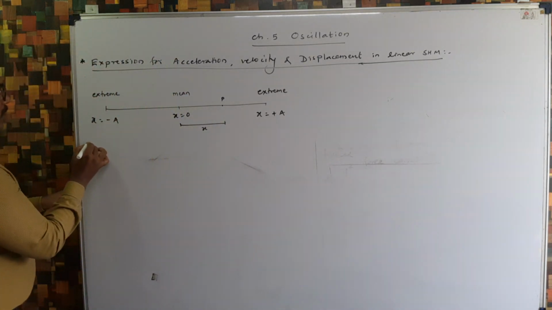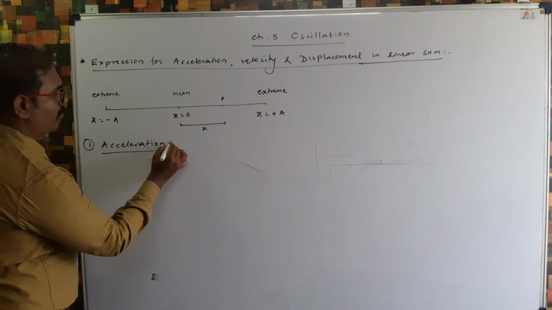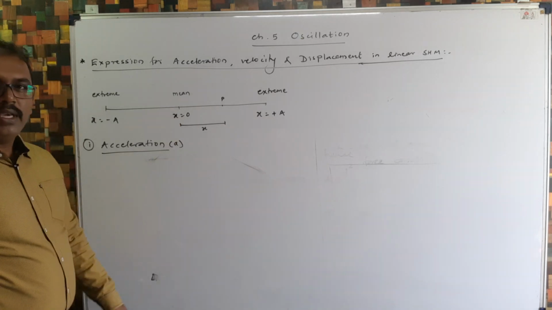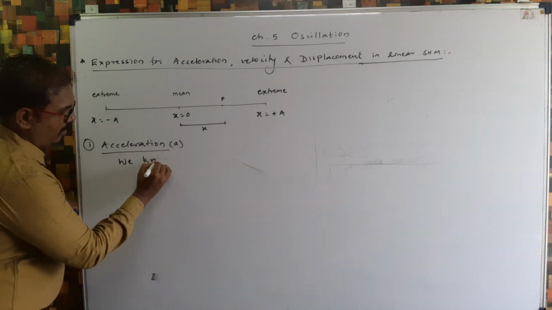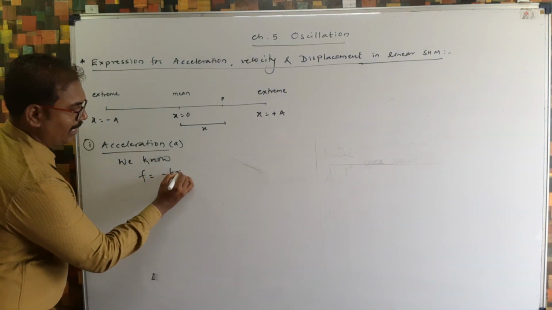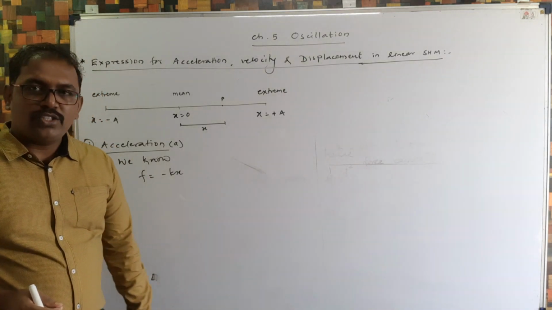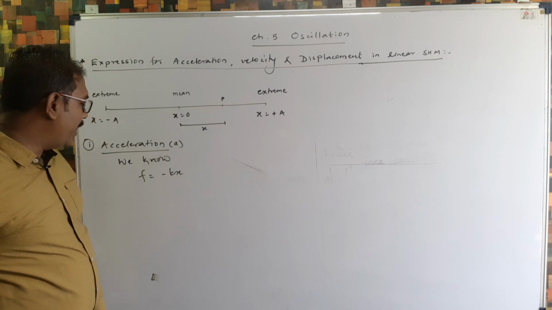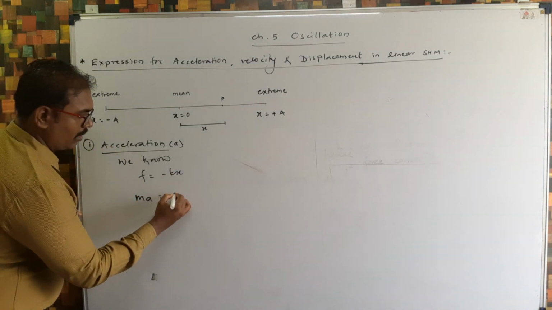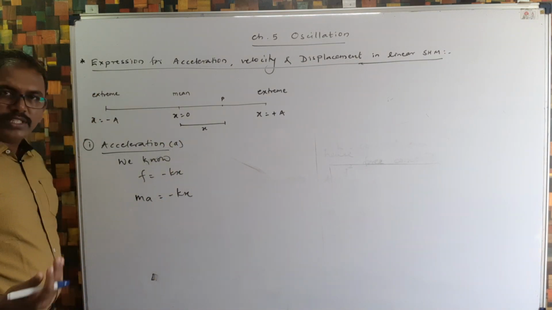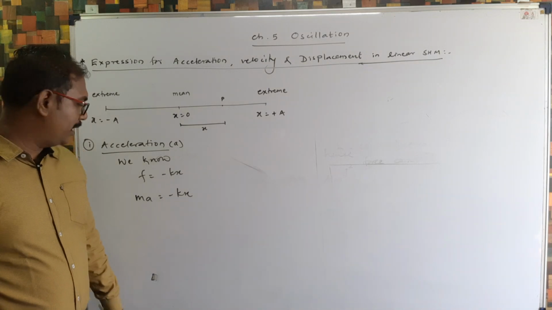So I consider the first one, acceleration. So let me obtain acceleration. Take it. Now consider here the previous equation. We know F is equal to minus kx. That formula we already know. In the previous topic we already discussed this formula. Now by Newton's second law of motion, F is ma. So instead of F I write ma is equal to minus kx.